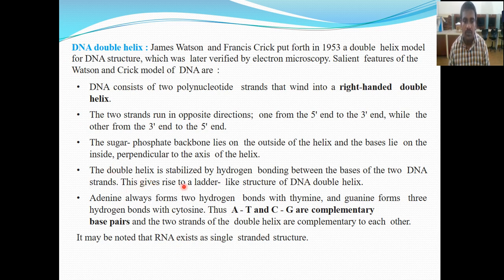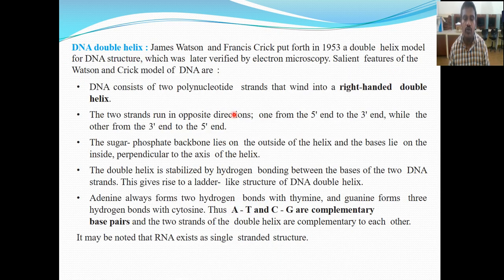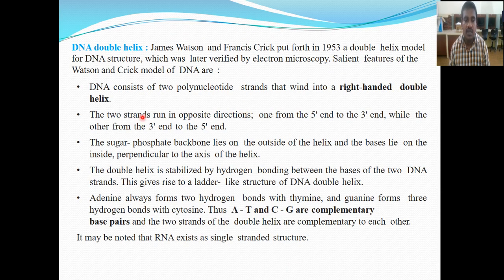So the ladder-like structure of DNA is because of these strands. And what about the base pairing? These are the nitrogen bases. Adenine is paired with thymine, and guanine is paired with cytosine. Again, adenine and thymine are complementary to each other.